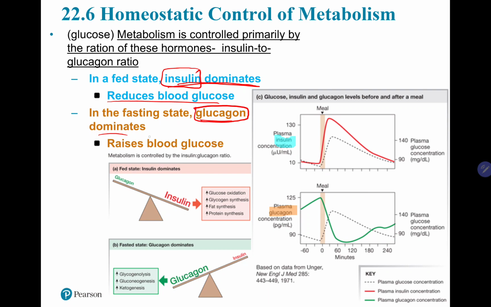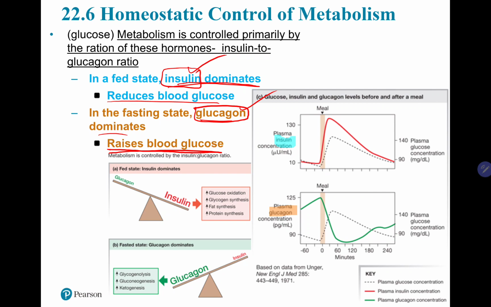What is glucagon going to do? Glucagon is going to work to raise blood glucose. Remember, these are the hormones that regulate plasma glucose concentrations. Insulin is produced by the beta cells in the islets of Langerhans in the pancreas, and it helps reduce blood glucose levels. Glucagon, however, is a hormone produced by the alpha cells in the pancreas, and when secreted, it helps to raise blood glucose levels.